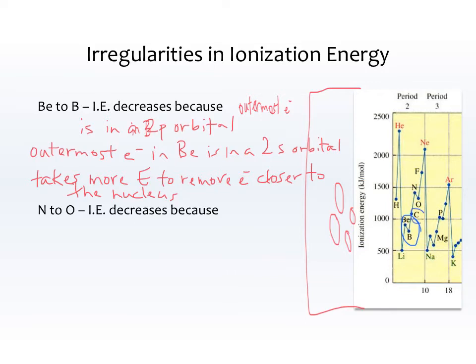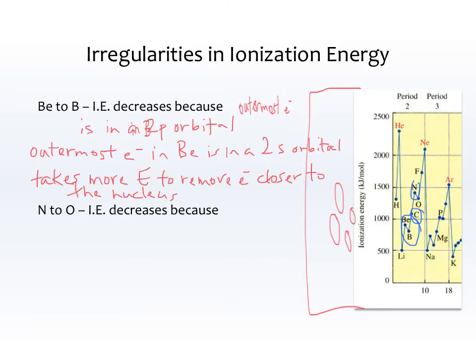By the time you get to carbon and nitrogen, the greater nuclear charge will take over and the outermost electrons will be harder to remove again. But just between beryllium and boron, just with that one extra electron, since it's in a 2p orbital, it's a little bit further away from the nucleus and requires a little bit less energy to remove.